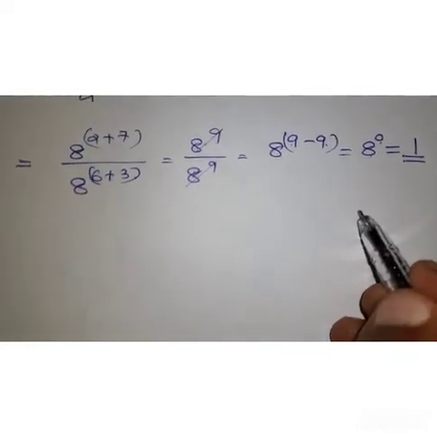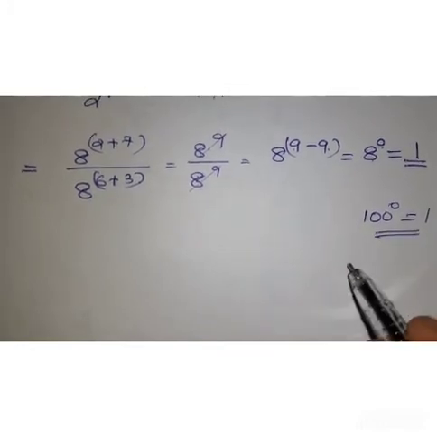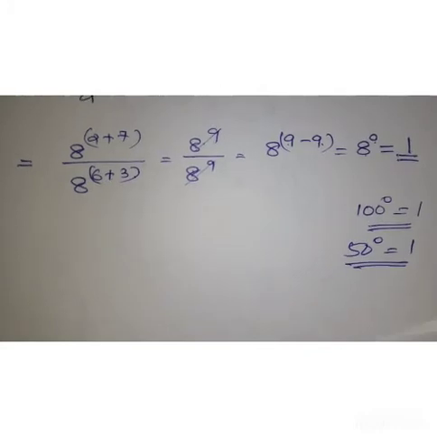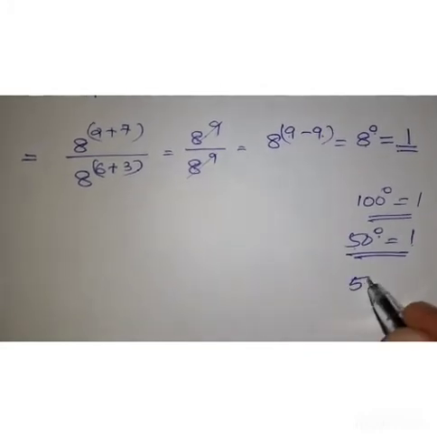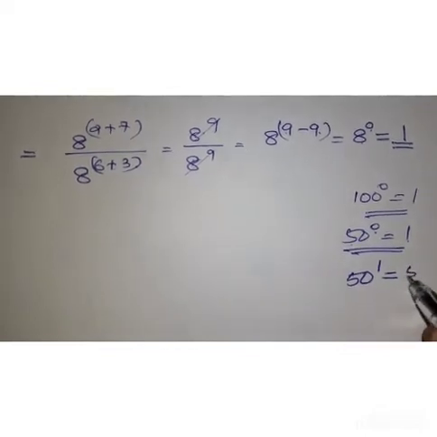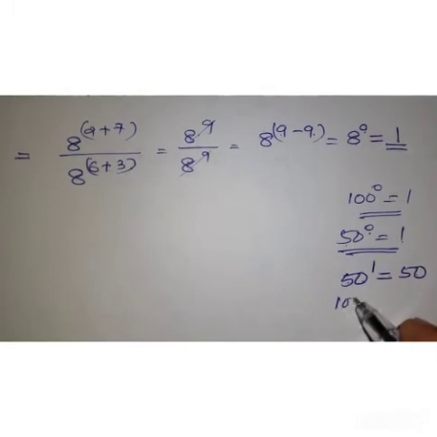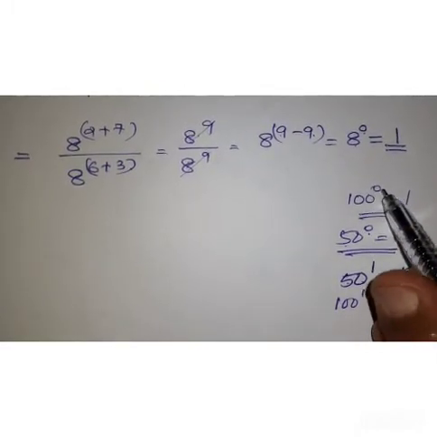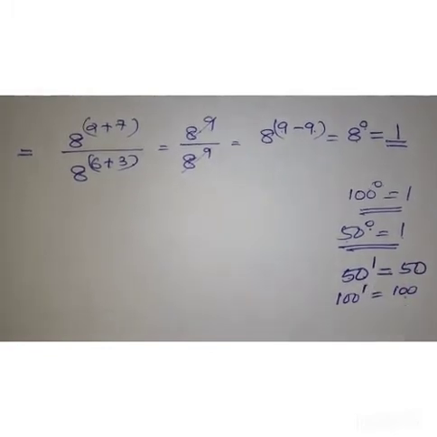So for any number, 100 raised to 0, the answer is 1 itself. 50 raised to 0, the answer is 1 only. So remember that: any number raised to 0 is 1. And any number raised to 1 is how much? That number itself. 50 raised to 1 is 50 only. 100 raised to 1 is 100 only. Any number raised to 0 is 1, and any number raised to 1 is that number only.